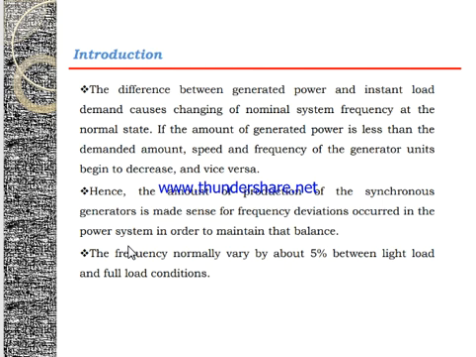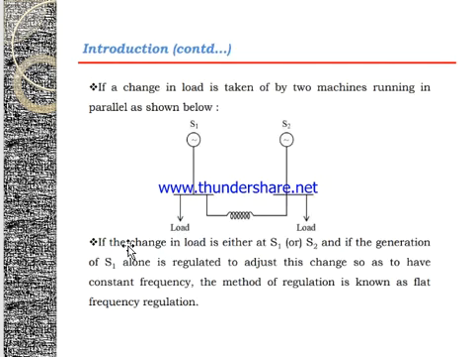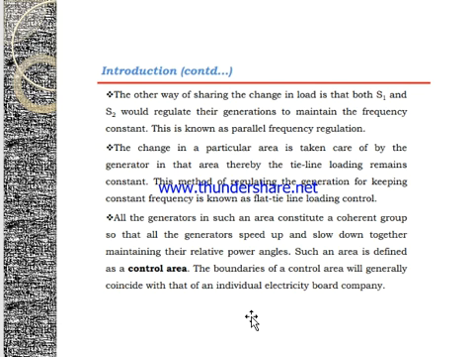The frequency normally varies by about 5% between the light load and the full load conditions. While considering a change in load between two machines running in parallel, the change in load is either at S1 or S2. If the generation of S1 alone is regulated to adjust this change so as to have a constant frequency, the method of regulation is known as flat frequency regulation. The other way of sharing the change in load is that both S1 and S2 regulate their generations, and this is known as parallel frequency regulation.